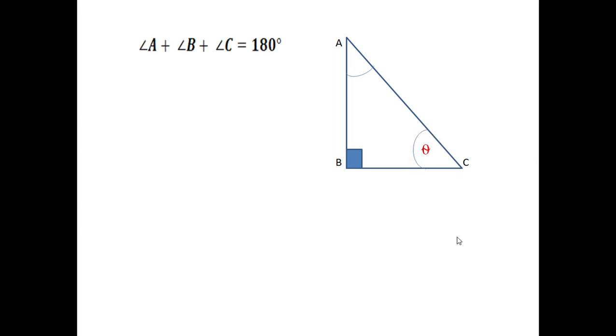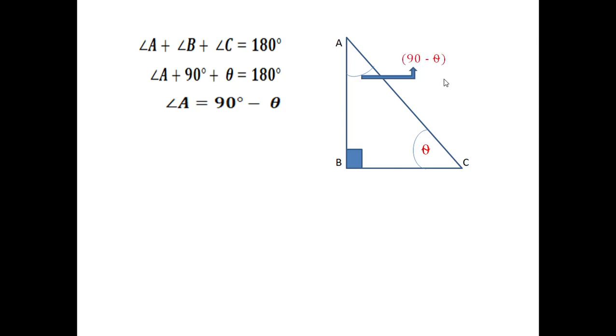Now let us consider one triangle ABC where we have considered angle C as theta. It is known to us that angle A plus angle B plus angle C will be 180 degrees, as the sum of all the angles of a triangle is 180 degrees. In place of angle B we can write 90 degrees, and in place of C, as per our consideration, we are writing theta. Thus, we shall get angle A is equal to 90 minus theta.